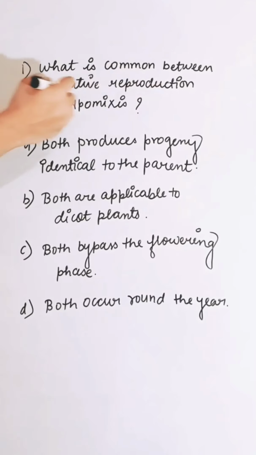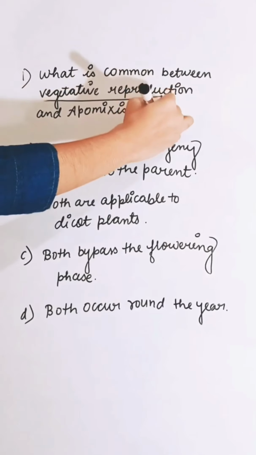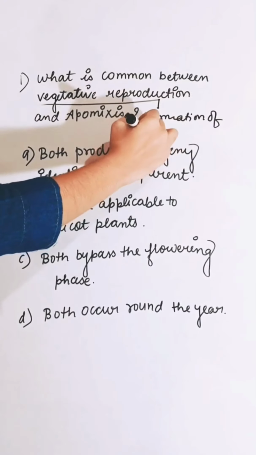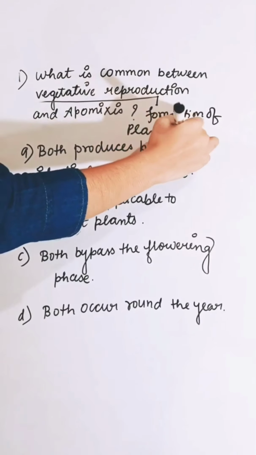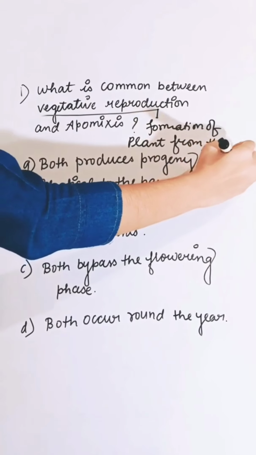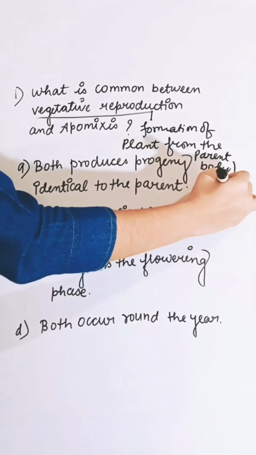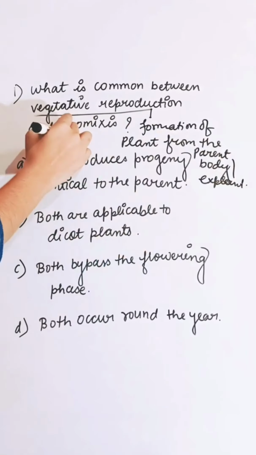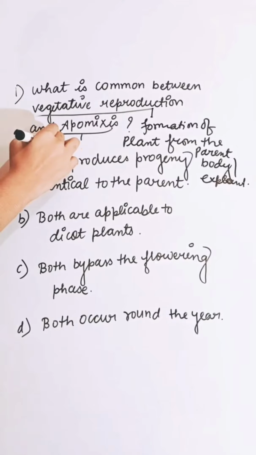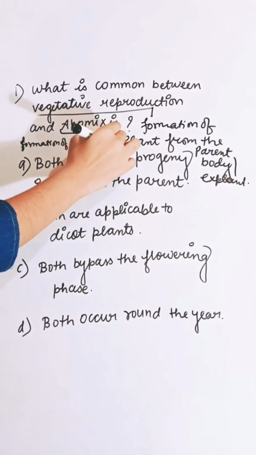What is common between vegetative reproduction and apomixis? Vegetative reproduction means formation of a plant from the parent's body or any explant, and apomixis means formation of seed without fertilization.